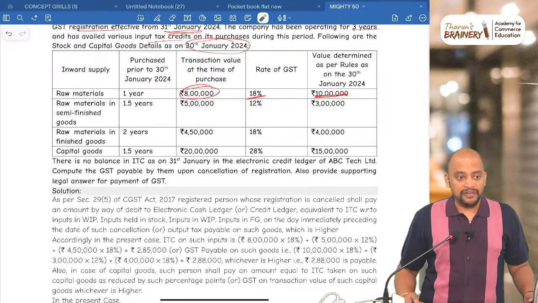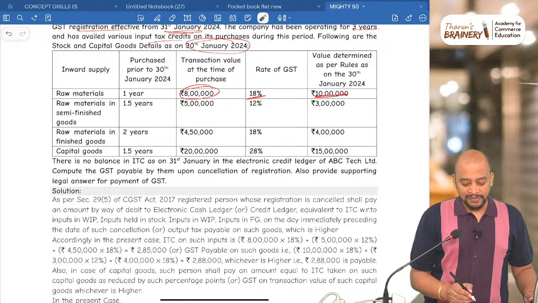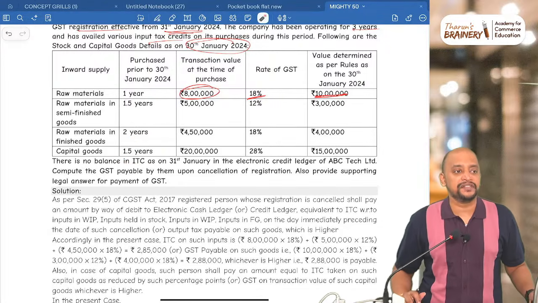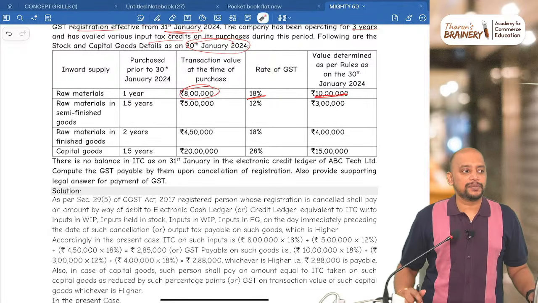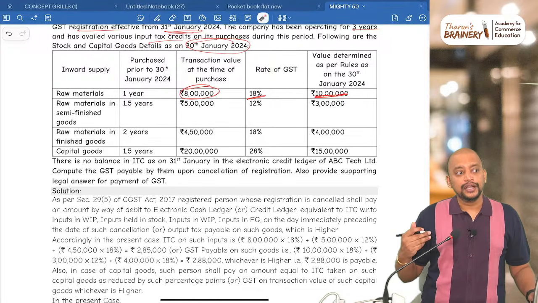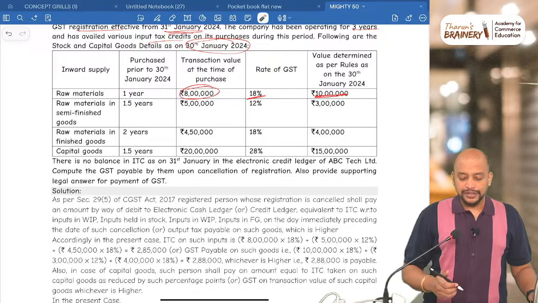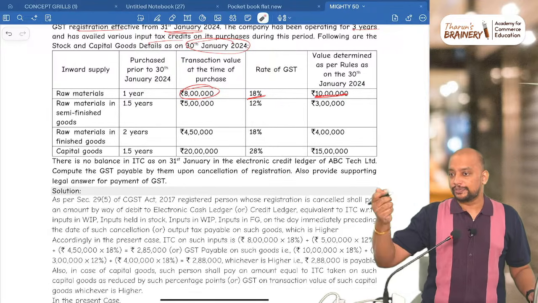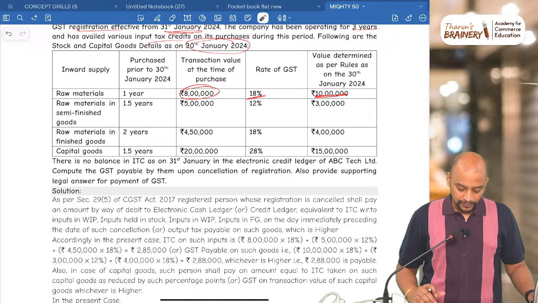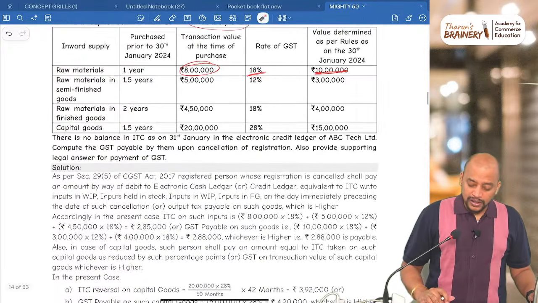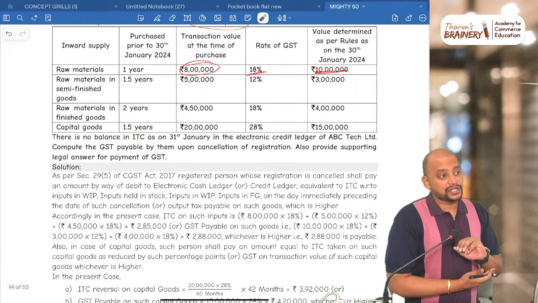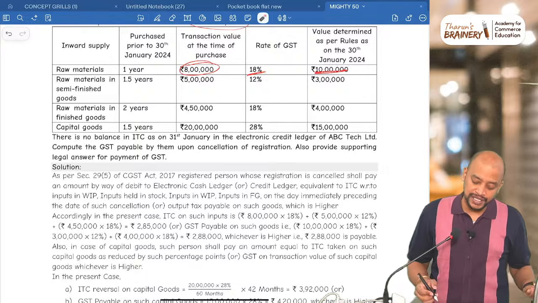That is 5,60,000 divided by 60 months into balance life. What is the balance life? We used it for 1.5 years, which means 18 months we have used. So therefore the balance, that is 42 months, we need to reverse. So divided by 60 into 42. Please see how much you got. 3,92,000, or the sale value, if that particular capital goods are sold, what is the GST payable?